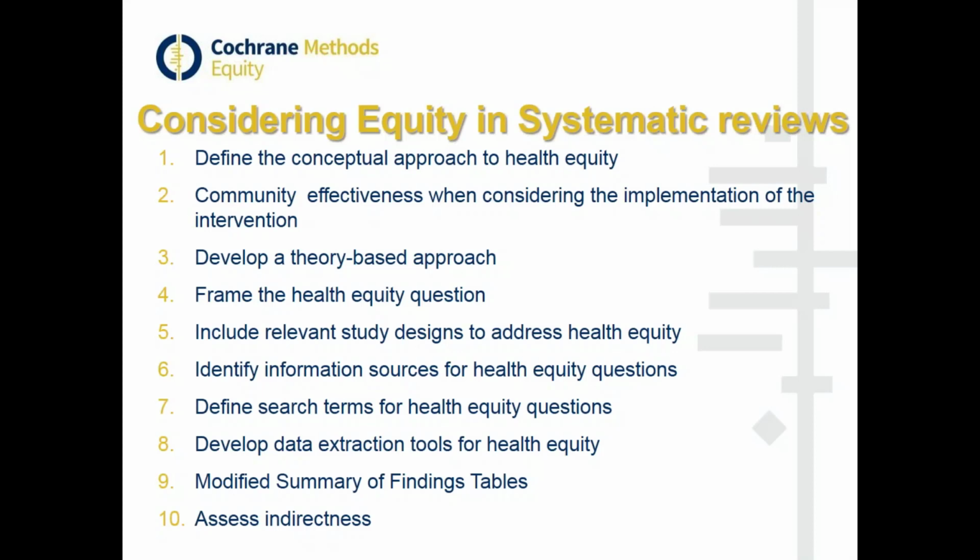The eighth step is in developing data extraction tools for health equity. And so, as we've said earlier, we think that you want to think about health equity when you're planning your data extraction, so you can capture the information that might be needed to address some of these equity issues. The ninth is a modified summary of findings table, and I'll show you an example of what we mean. And then the 10th would be when you're assessing the indirectness of the intervention or the evidence.